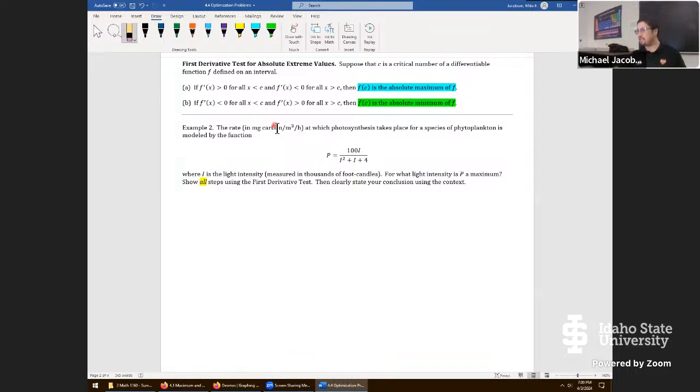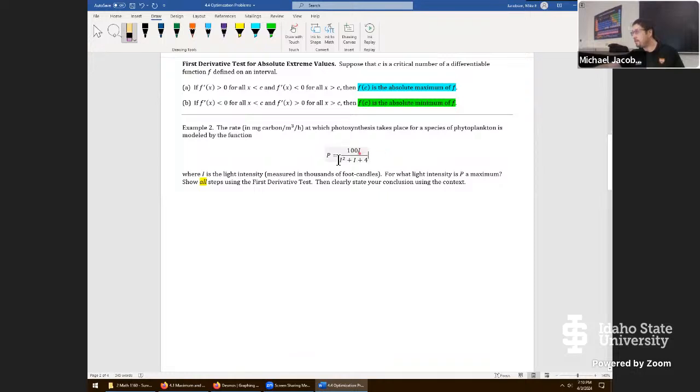Okay, so this problem says the rate in milligrams of carbon per cubic meter per hour, so really complicated unit, at which photosynthesis takes place for a species of phytoplankton is modeled by the function below. This is a pretty important problem. It might not be phytoplankton. Maybe we're a grower in California producing lettuce for the nation. We want to optimize the rate at which photosynthesis is going to take place.